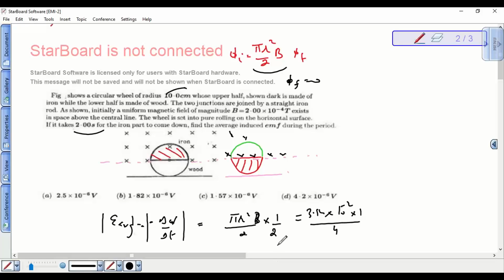So we get this as the value of the induced EMF. This should be the induced EMF produced in the loop. And the value of the magnetic field also needs to be substituted here. This is 2 into 10 to the power minus 4. So you have 2 over here, and 10 to the power minus 6, 1.57 into 10 to the power minus 6 volts. So that should be the answer to this.